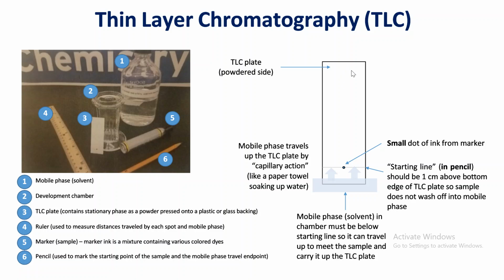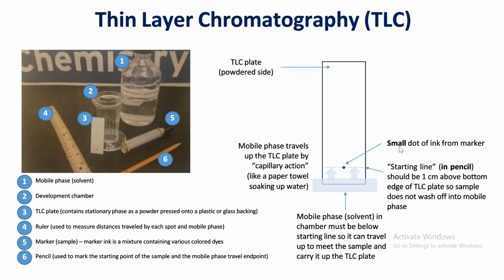So again, if we look at the diagram on the right, we have the TLC plate. Make sure the powdered side is facing you. The mobile phase, or the liquid, is going to travel up the TLC plate by capillary action. It's similar to if you put a paper towel in water, the water is going to be traveling up. The mobile phase, the solvent in the chamber, has to be below the starting line so that it can take the dye and travel above the line. If we start with the mobile phase above, the dye is going to dissolve and we will not be able to separate the dye. Very important.